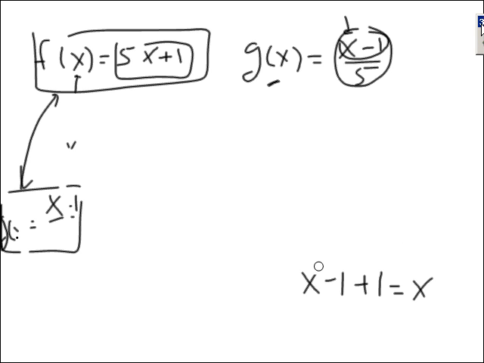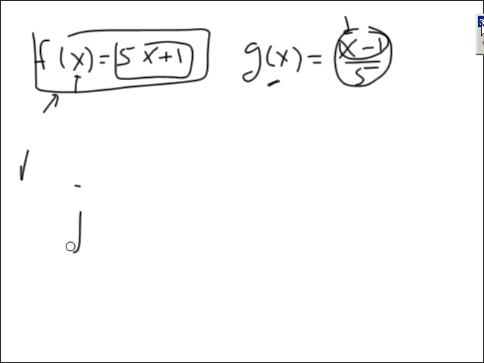Your textbook would tell you to interchange x and y and then solve for y again, and that would be your inverse. Problem with that is, yes, it works, but in my opinion, there's no understanding as to why it works or what an inverse means.